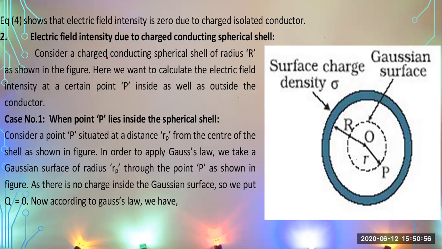Then, electric field intensity due to a charged conducting spherical shell. Consider a charged conducting spherical shell of radius r as shown in the figure. Here we want to calculate the electric field intensity at a certain point P inside as well as outside the conductor. Today we will calculate electric field intensity inside a charged sphere.